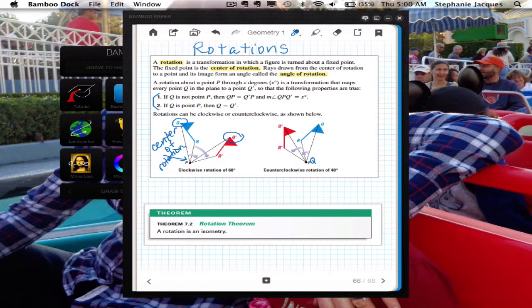Okay, so one example is just the rotation of 60 degrees, and another example is the rotation of 40 degrees. This one's going clockwise, so following the hands of a clock, and this one's going counterclockwise, so going opposite. You can tell that the rotations, if they're smaller in degrees, are going to be closer together. Rotation theory is that rotation is just an isometry, and a reminder of that is it doesn't change shape or angles or parallel lines or anything like that.